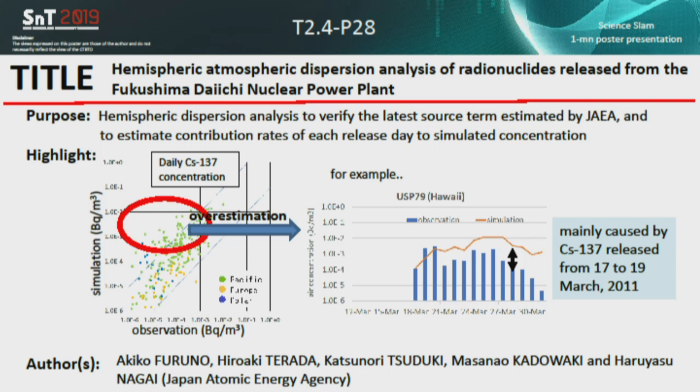The right figure shows the time series of daily cesium-137 concentration at one of the overestimated points, Hawaii. We analyzed that this overestimation is mainly caused by cesium-137 release from 17 to 19 March 2011. This information will help to improve the estimated source term. Thank you.